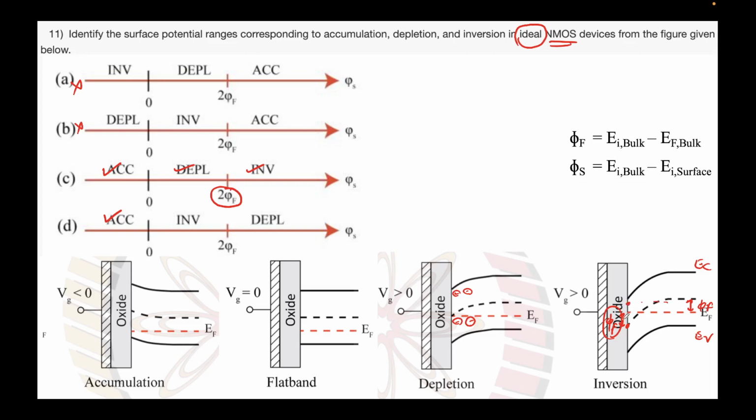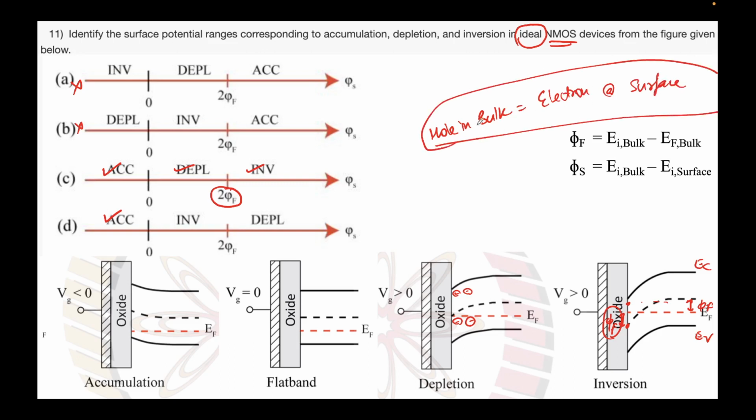So the difference becomes 2 phi f. This means the EF, which was below the intrinsic level in the bulk by the same amount, has now gone above the intrinsic level. In other words, when the hole concentration in the bulk becomes equal to the electron concentration at the surface, this is what is defined as strong inversion.